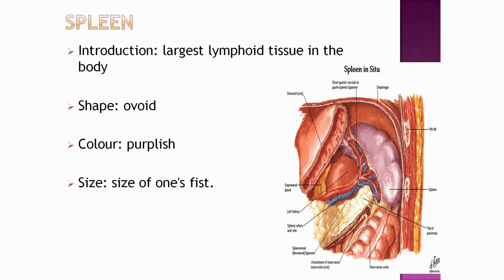Size. What is the size of the spleen? The size of the spleen is that of a fist. Where is it located? It is mainly located in the left hypochondriac region, and also it is present in the epigastric region, but mainly it is present in the left hypochondriac region. If you touch it and see, it will be very soft in nature.